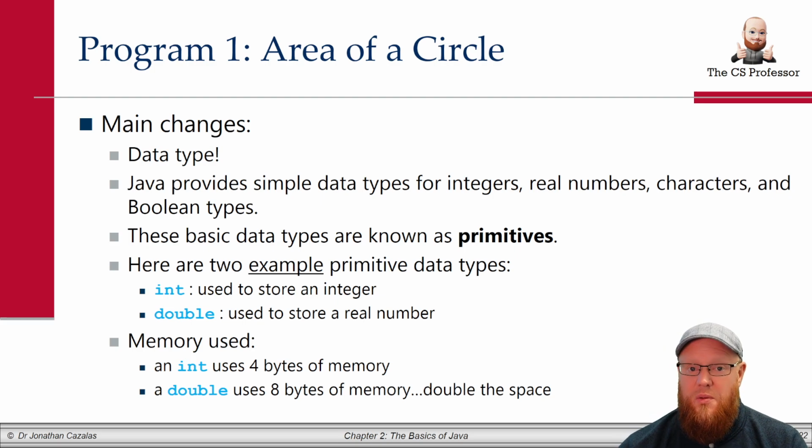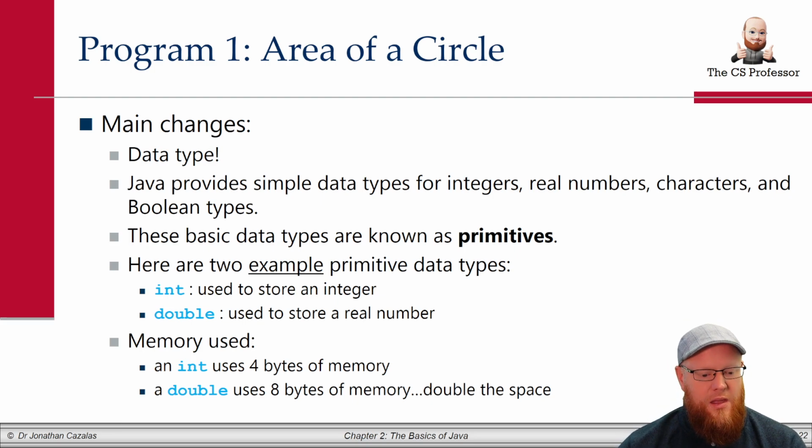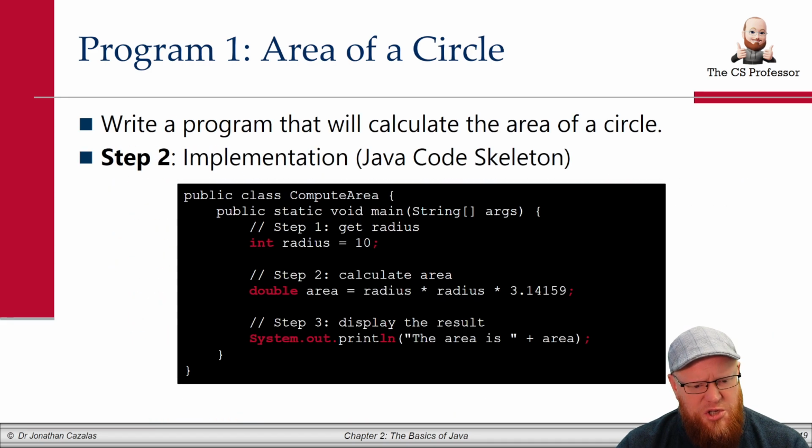Two example primitive data types given for numerical values are int and double, as you see here. Int, we use to store an integer. Double, we use to store a real number, aka in programming lingo, a floating point number. Now the memory used is interesting. An integer requires 4 bytes to store. A double is double that, 8 bytes. But it's something we should be aware of. An integer is 4 bytes, a double is 8 bytes. What was the other change if I come back?